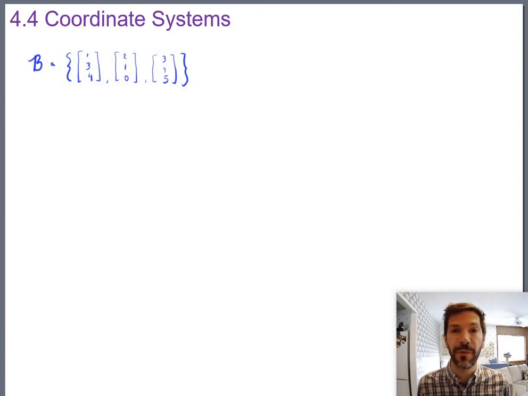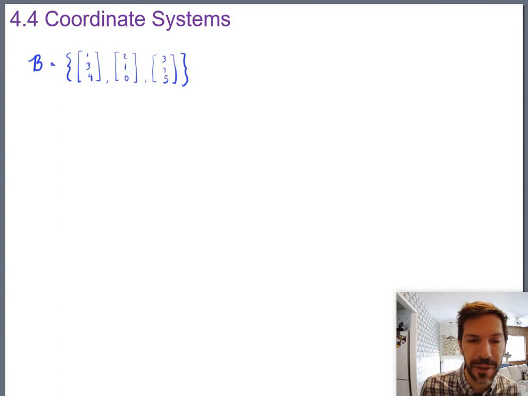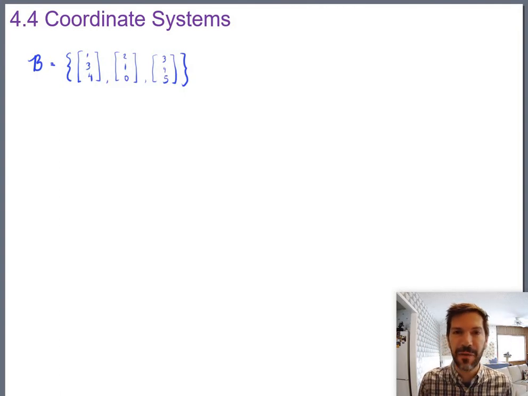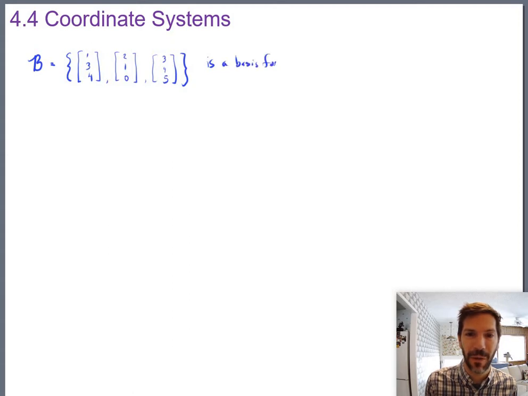So section 4.4 is really designed just to get you introduced to the basic idea of coordinate systems. So they don't dive too deeply into hefty computations here. There's several, well, 2 or 3 types of homework questions. So one of the things they'll do is just give you a basis. So here I have a basis, which is 3 linearly independent vectors in R3. So this is a basis for R3, a known vector space.